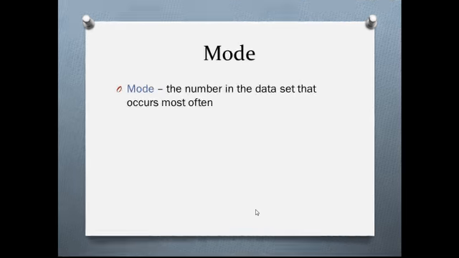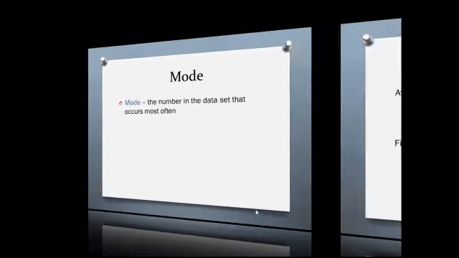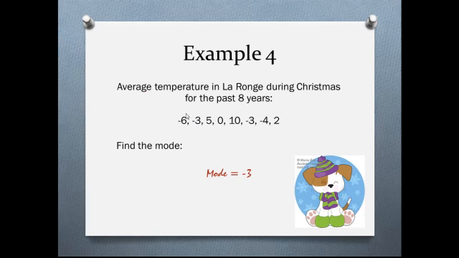Lastly, we're going to talk about mode, which is the easiest. It's the number in the data set that occurs most often. So if there are any repeating numbers in your data set, that's your mode.